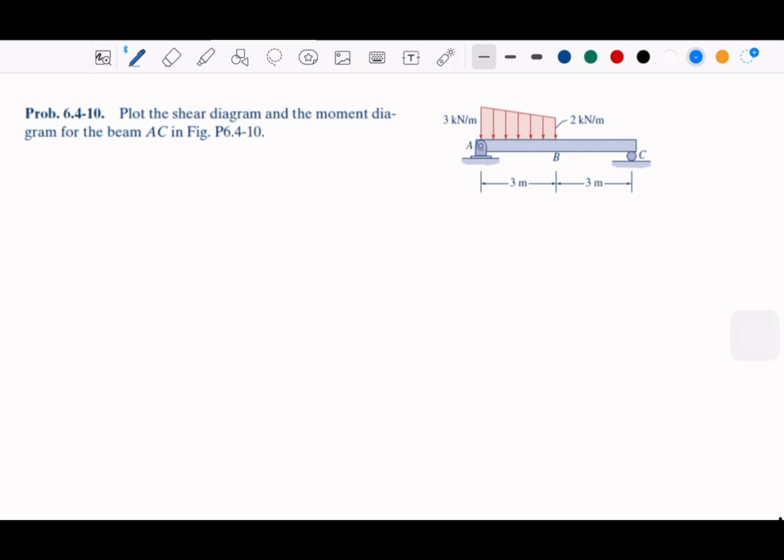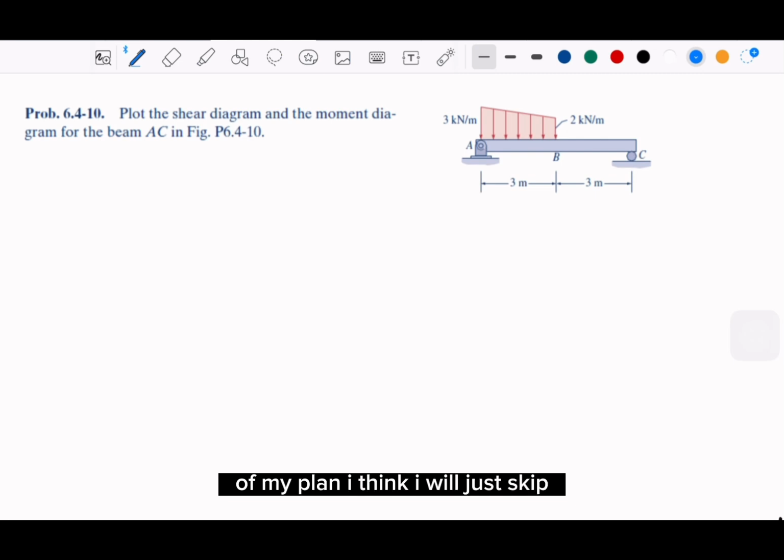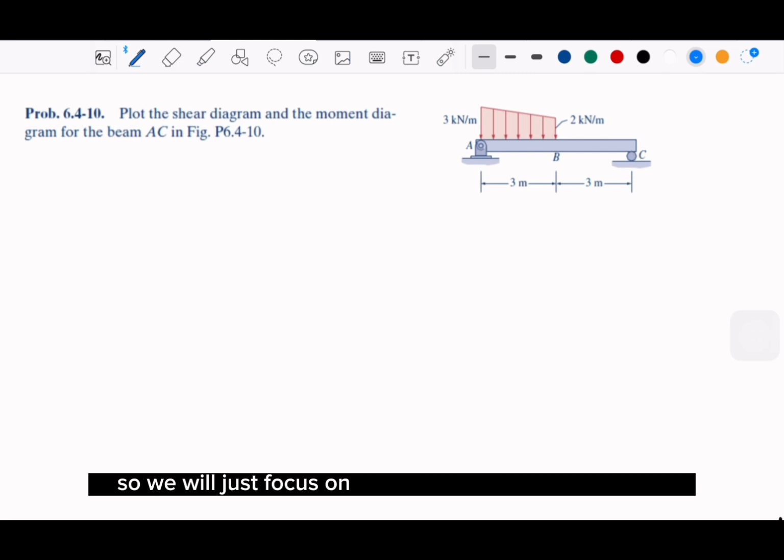So we could make it June 6 or May 30th. But if May 30th, then the last part of my plan I will just skip. So we will just focus on torsion, the shear and moment in the beam, and the stress on the beam, the flexural strength. I think it's three chapters. I think that's already a lot and supposedly enough for finals, because if there are too many chapters, I don't think you can be focused in study, right?